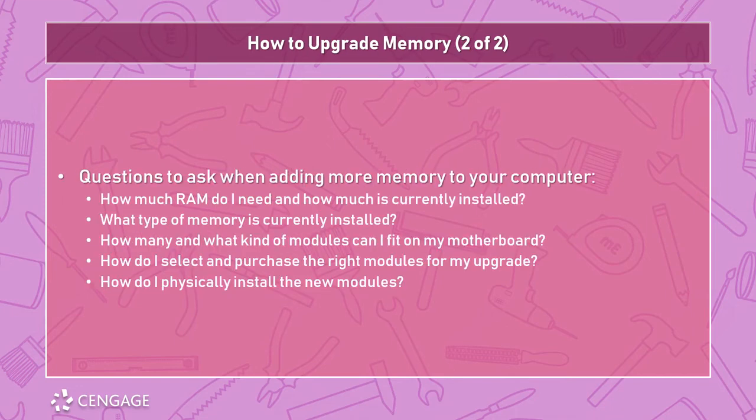So when we're adding memory to a computer, we traditionally fall into 5 questions. How much RAM do I need versus how much I currently have? What type of memory is currently present? How many and what kind of modules can I fit on my motherboard? How do I select and purchase the right modules for my upgrade? And how do I install the new modules physically? How do I actually put them into the motherboard to make them work? So let's take these one at a time.